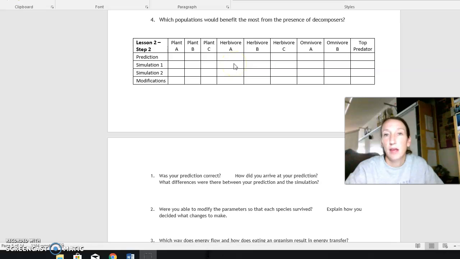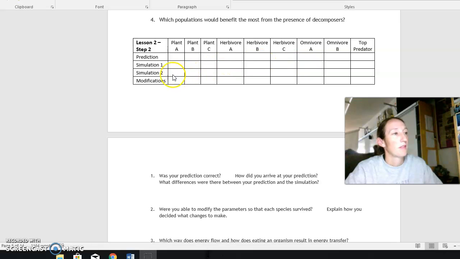Now herbivore A is when we introduced the rabbit. So if you introduce the rabbit, did that population increase, decrease, or stay the same? And it slightly increased. So we put an up arrow. And then we didn't do any of these other species, so we can just leave them all alone.